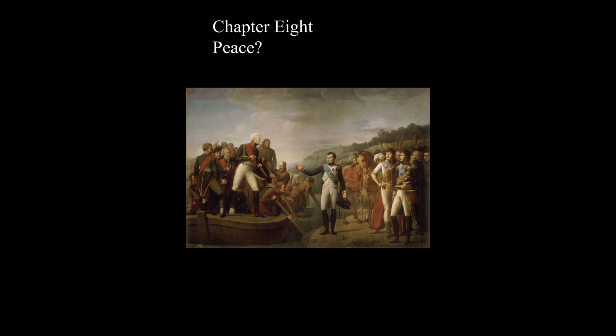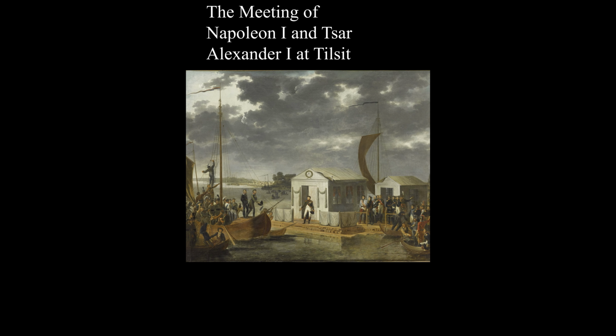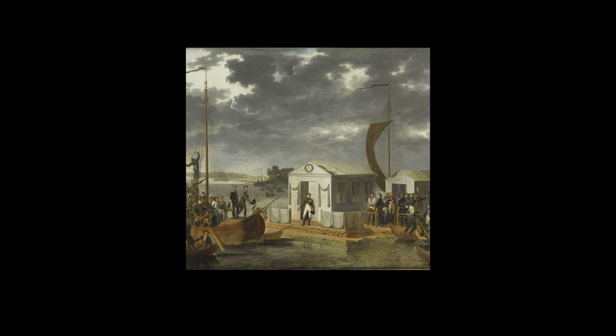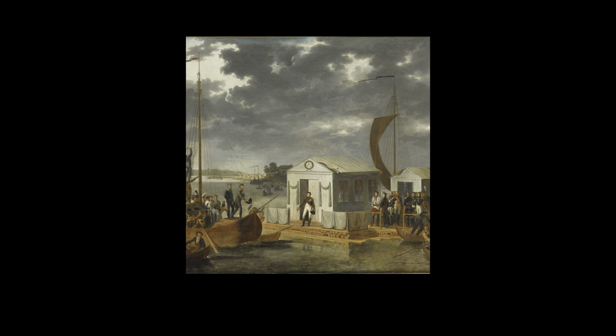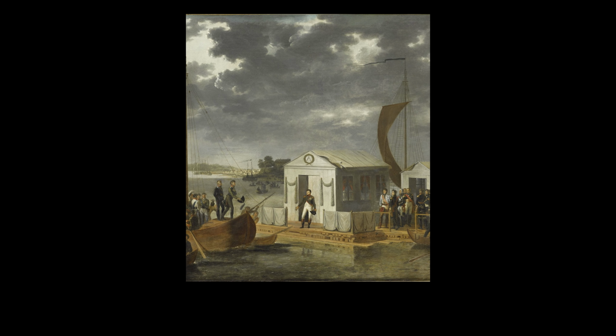Chapter 8. Peace? The meeting of Napoleon I and Tsar Alexander I at Tilsit by Adolphe Rohan. After a long string of victories over the Russians, Prussians, and Austrians, Alexander goes to make peace with Napoleon.